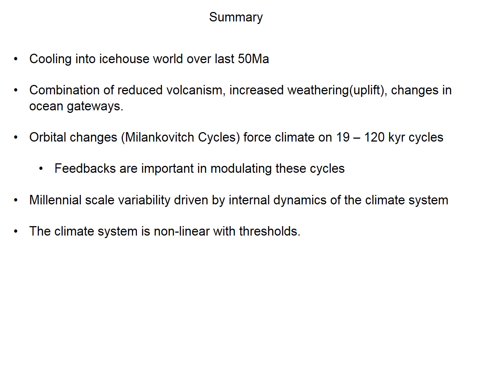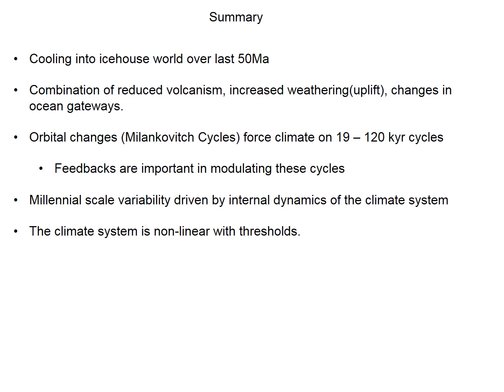Particularly changes in these ocean gateways, such as the opening up of the Drake Passage, allowing Antarctica to be isolated, or shutting off the Straits of Panama. These are things that have altered how heat is transported from the equator to the poles. And then moving on to the shorter timescales of orbital variability, there are a whole bunch of different ways that the Earth's orbit and rotation can change.